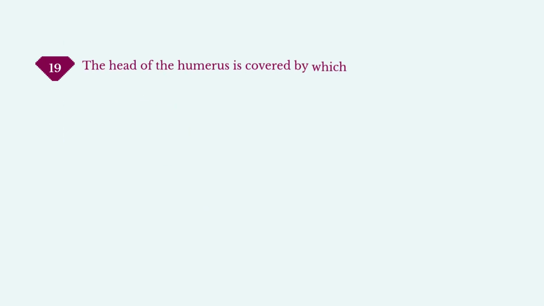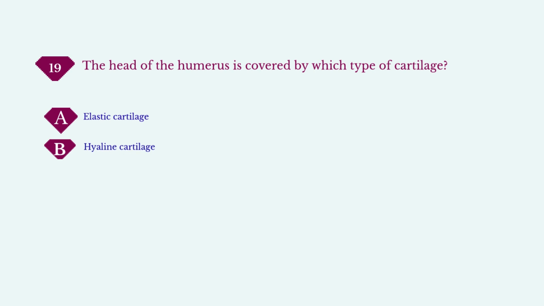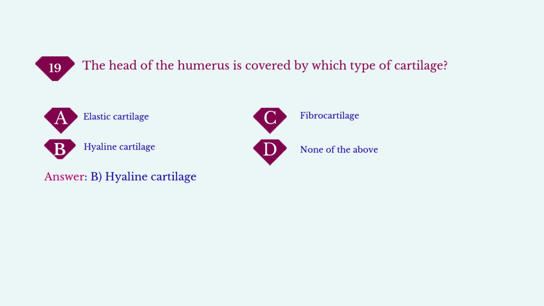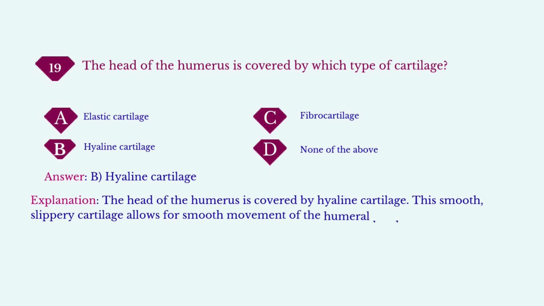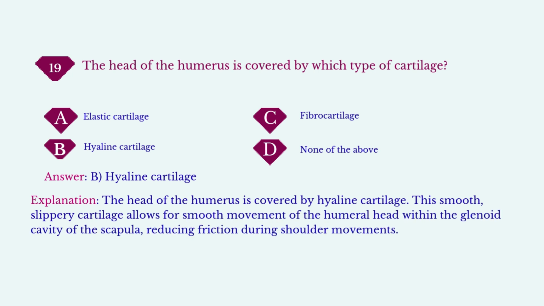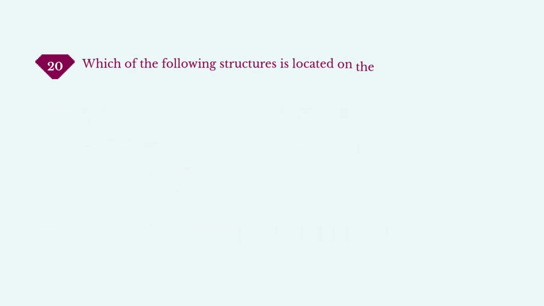The head of the humerus is covered by which type of cartilage? A. Elastic cartilage. B. Hyaline cartilage. C. Fibrocartilage. D. None of the above. Answer: B. Hyaline cartilage. Explanation: the head of the humerus is covered by hyaline cartilage. This smooth, slippery cartilage allows for smooth movement of the humeral head within the glenoid cavity of the scapula, reducing friction during shoulder movements.